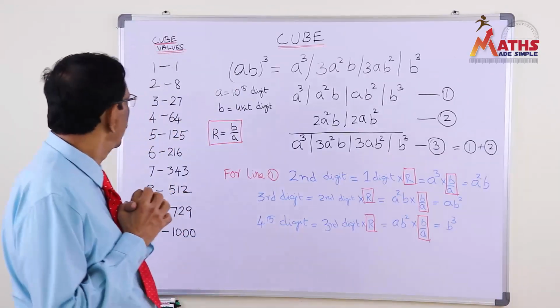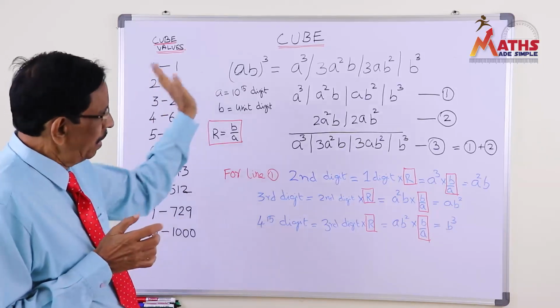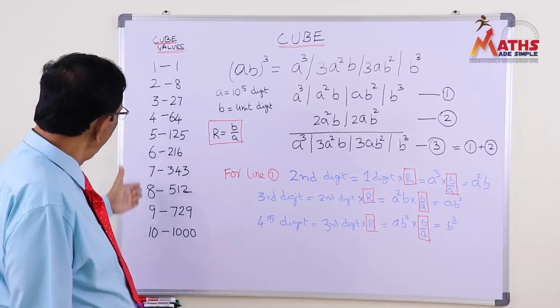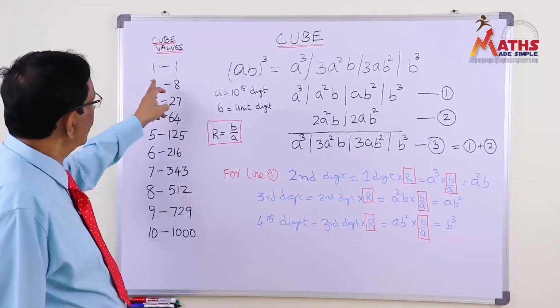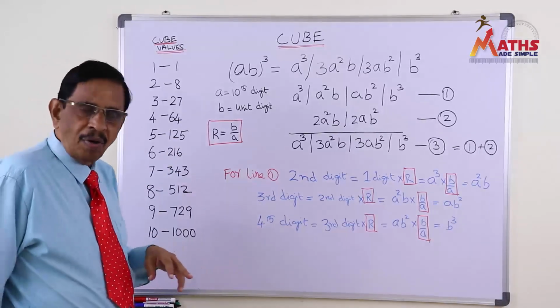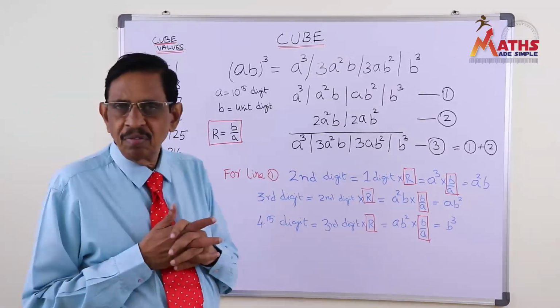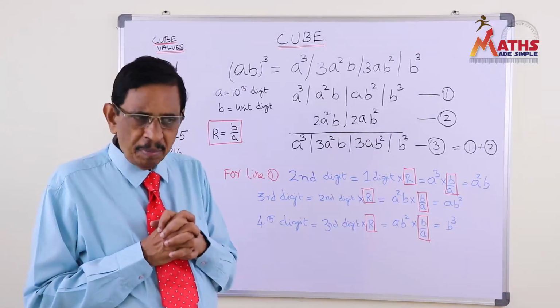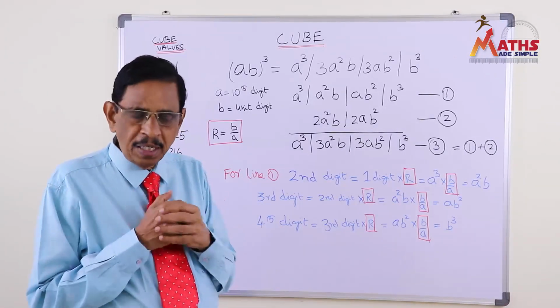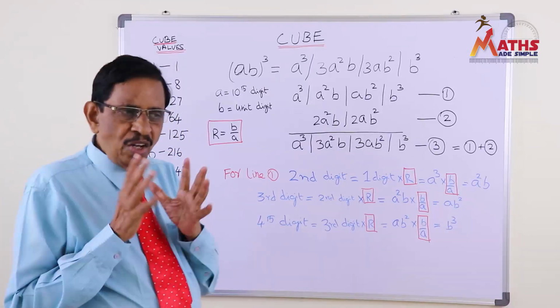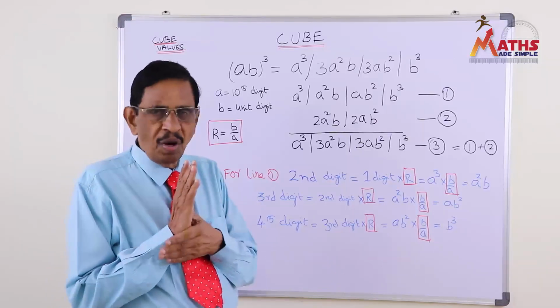Now before I explain what is written there, I have written the unit values here and the corresponding cube values. For people who are not aware of what a cube is, a cube is nothing but a number multiplied 3 times. The value that you get is called the cube of a number.